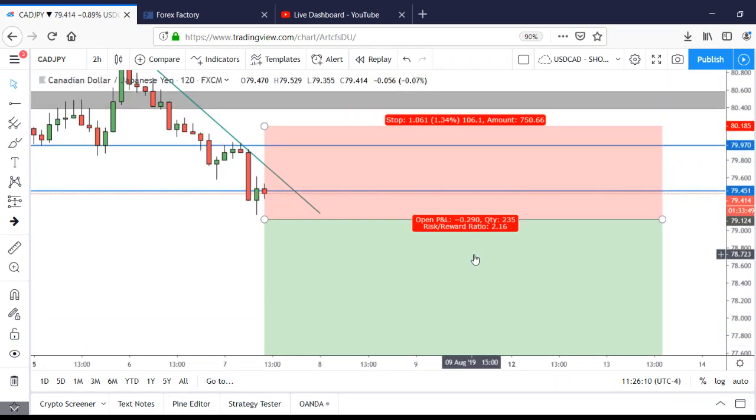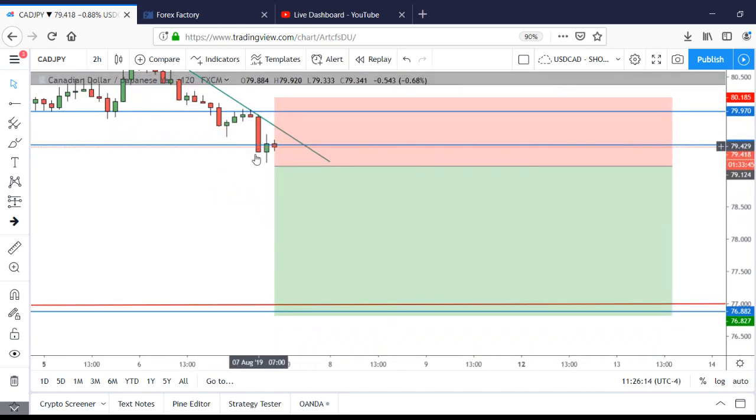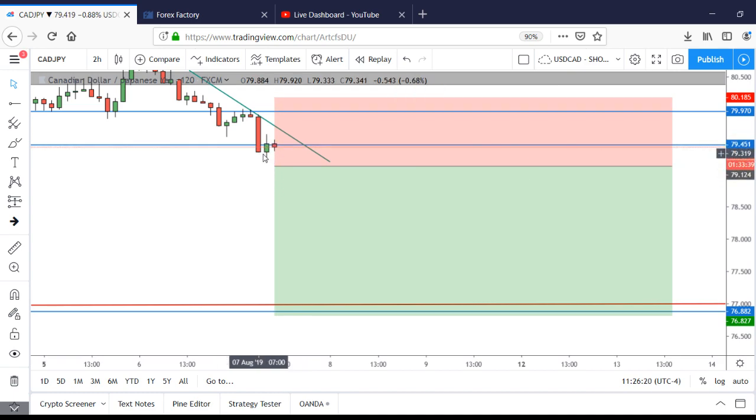Risk to reward is 2.16, phenomenal, which is great. So this is what I look for. Watch for the price action for CAD yen for whoever asked. Let's get that closure below this candle right here, this indecision candle, maybe even an engulfing pattern.